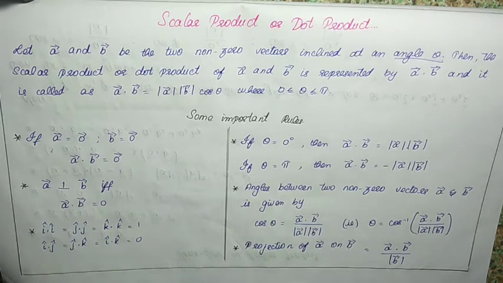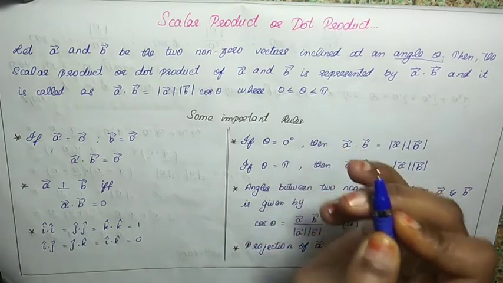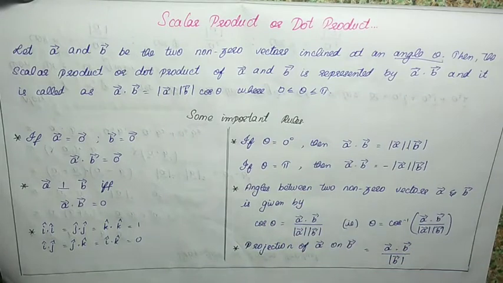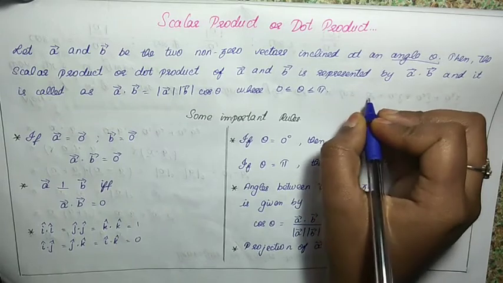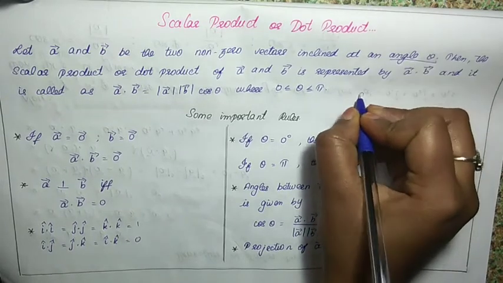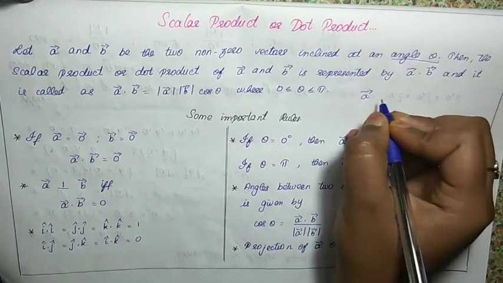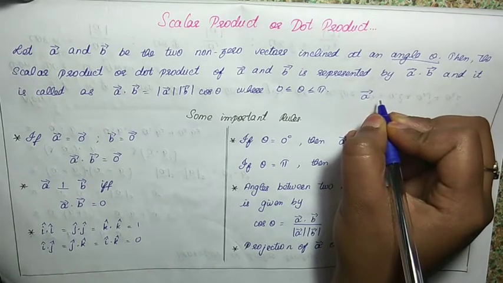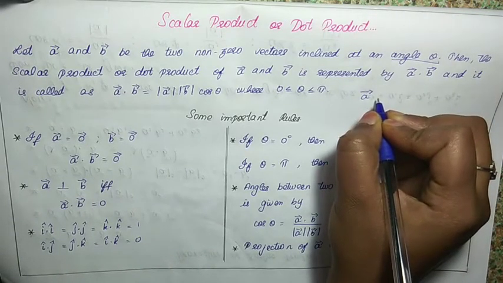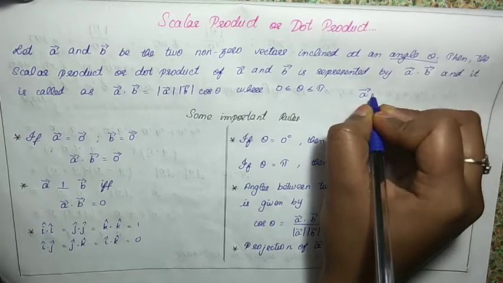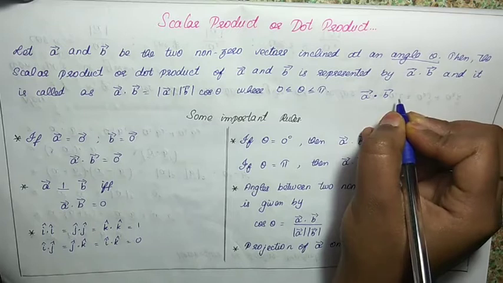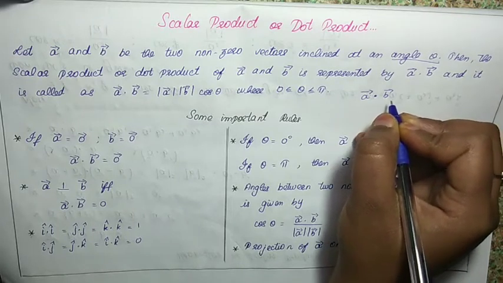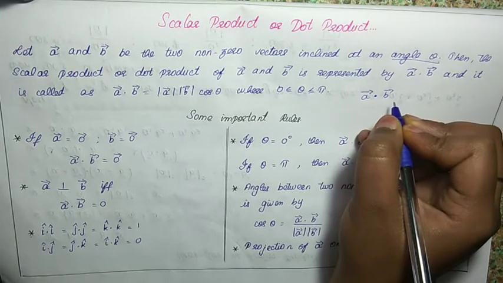What this definition of scalar or dot product says is that if we want to multiply any two vectors, that is a dot product. There are two product methods: one is dot product and one more is cross product. So you have to be very clear. When I keep a dot, it means that it is a dot product. It is a multiplication, but still this is the dot product method.